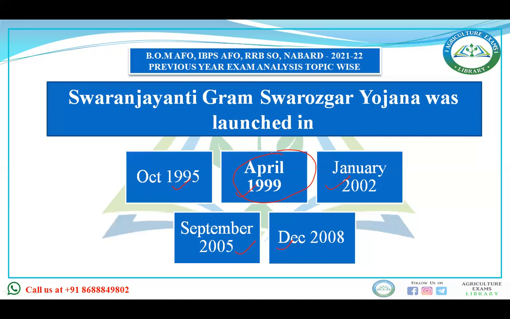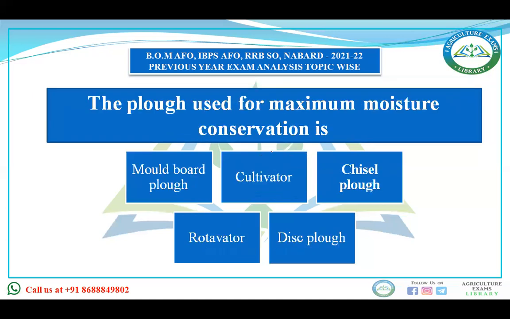After that, the plough used for the maximum moisture conservation is MB plough, cultivator, chisel plough, rotavator, disc plough. Of course, you all know that the chisel plough is used for the maximum moisture conservation.